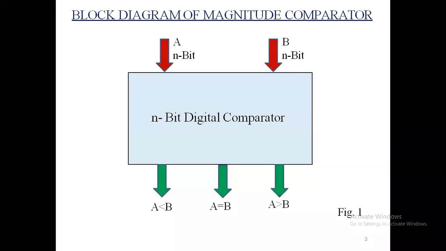This is the block diagram of the magnitude comparator. It is not restricted to 1 bit, 2 bit or 3 bit; it is an n bit digital comparator. You pass a with n bits, and b also with n bits. Finally the output will be either less than, equal to, or greater than. Only one output will be produced, not all three.